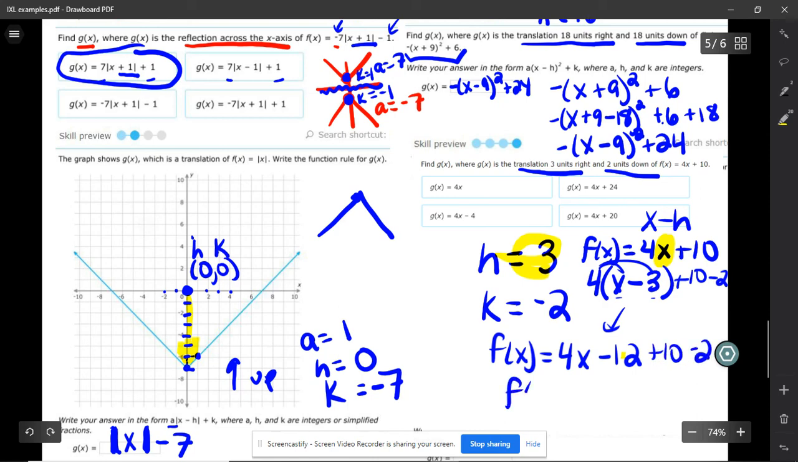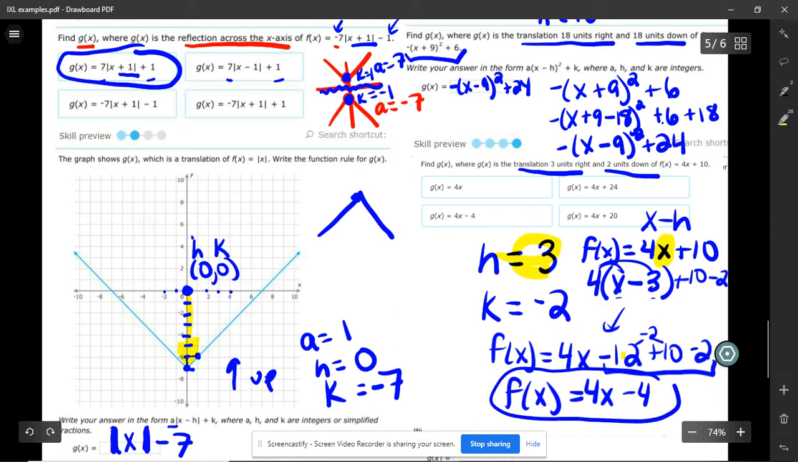And now finally, we're going to combine all our like terms. I have 4x. That doesn't change from the parent function, the original function, but I have all these like terms here. Negative 12 and positive 10 is negative 2. And negative 2 and negative 2 is negative 4. So this is going to be my new function. And if I look up here, I notice, oh, it's right here. Okay, cool. That's g of x. And that's my new function.